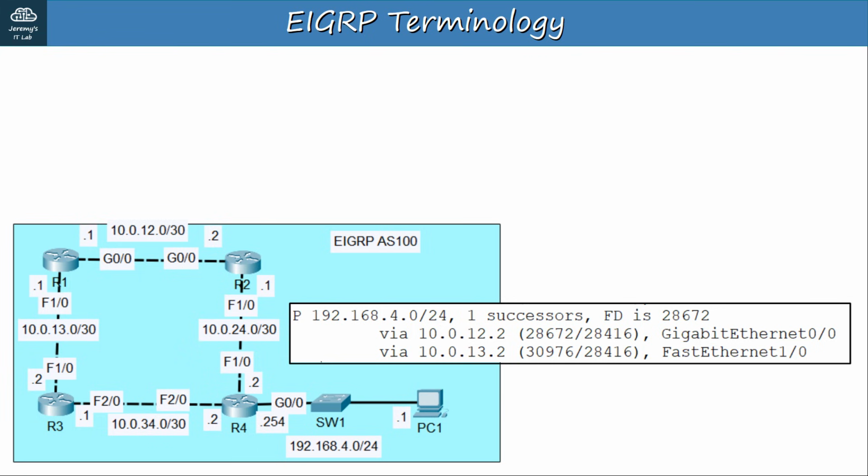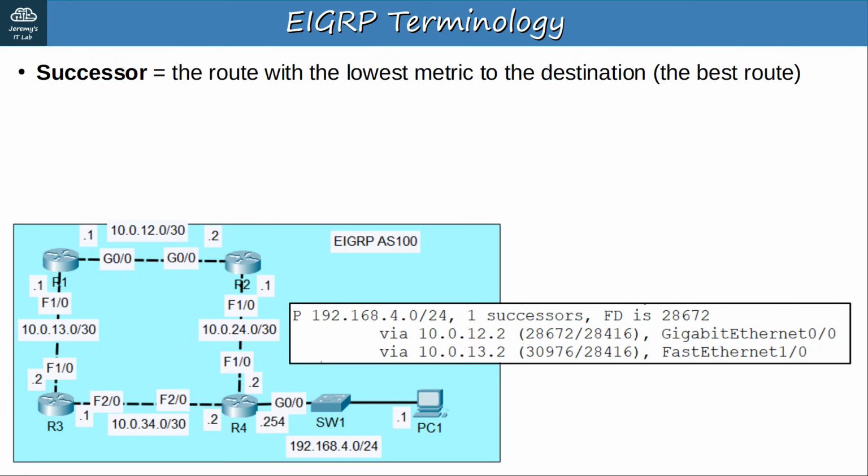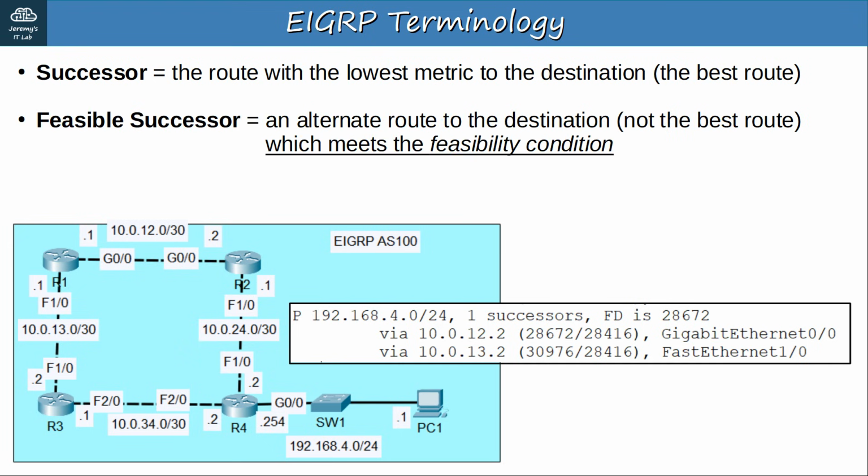Here are the next two terms. Successor is the term for the route with the lowest metric to the destination, so it's the best route. In this case, which route to 192.168.4.0/24 is the successor? It's the route via R2, because it has the lower metric. It's the best route. Next term.